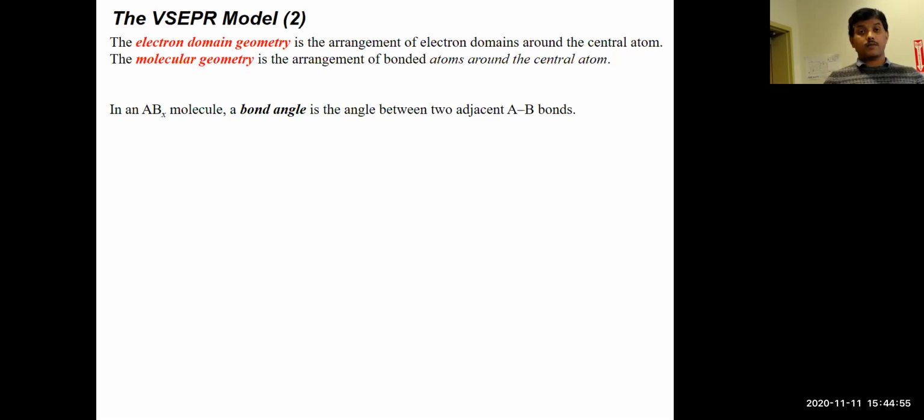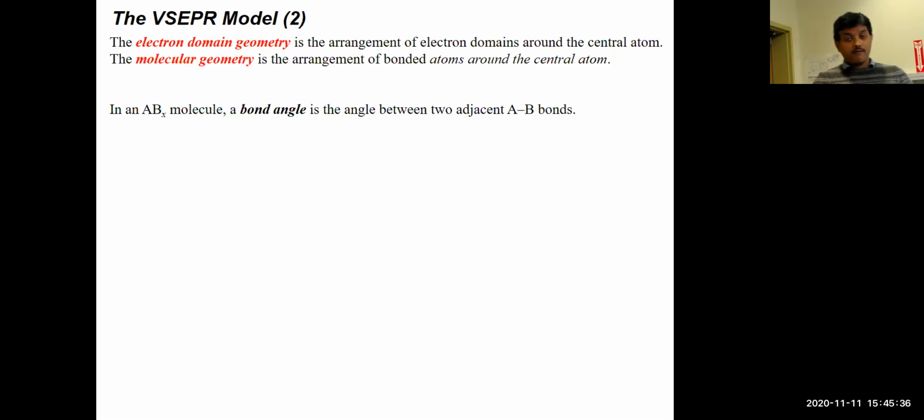All types of electron domains are counted for the electron domain geometry, which is different from molecular geometry, where only the atoms that are connected to each other through bonding are counted. Let me repeat that. Molecular geometry is the arrangement of bonded atoms around the central atom. See the difference? In electron domain geometry, you count lone pairs as well as bonds. But in molecular geometry, you only count bonds.